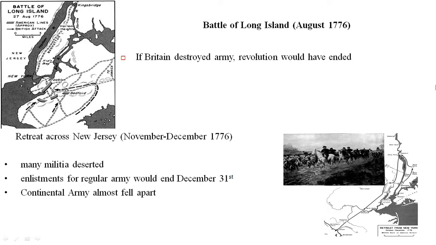Just to build on the last slide, if Britain had destroyed Washington's army at Long Island, the revolution could have been over right there. As it was, as he retreated across New Jersey in November and December of 1776, many people just deserted. Enlistments for the regular army would end December 31st, and the Continental Army almost fell apart.